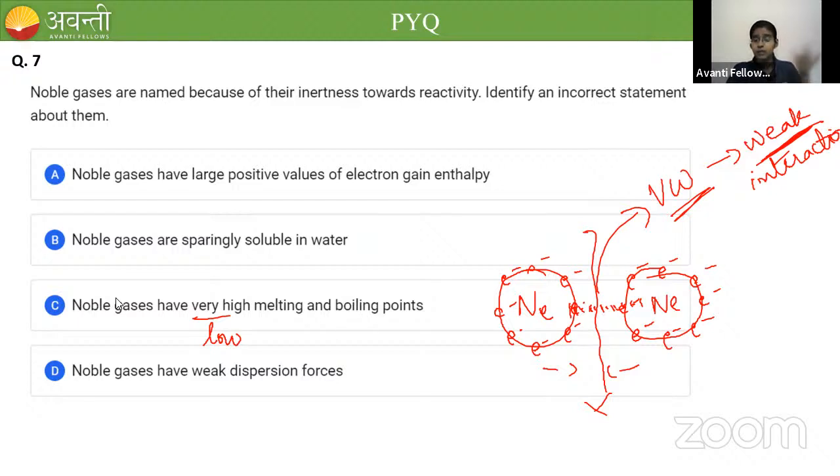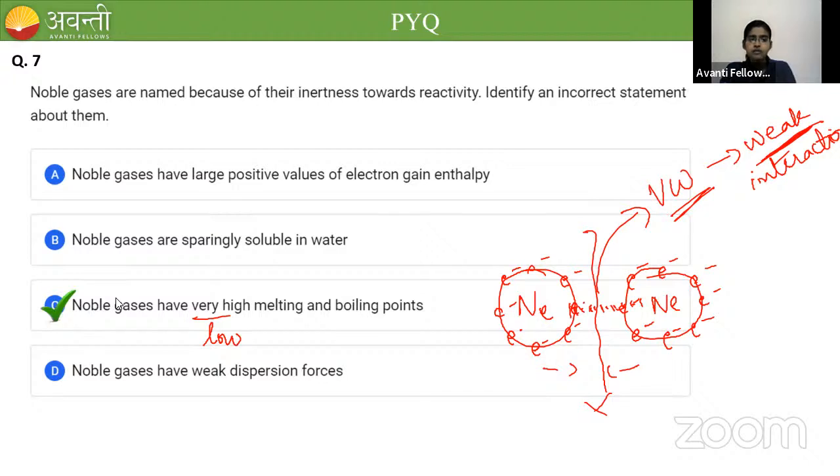So at very low temperature itself, the compound can boil and melt. We don't have to supply a large amount of energy to get the highest boiling point and the highest melting point. At very low temperature they will melt and boil because of the very weak interatomic interaction. So one of the very important properties regarding the melting and boiling points of noble gases is that they have very low values. So option C is incorrect for noble gases, which is the correct answer for this question.